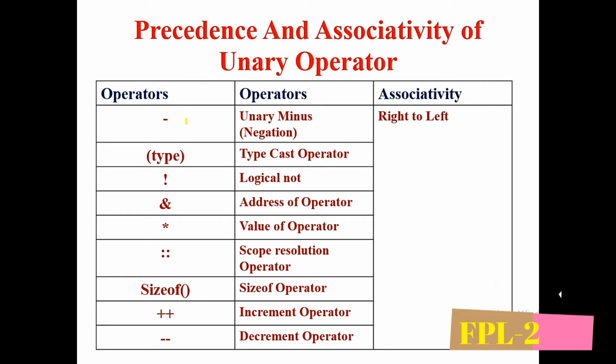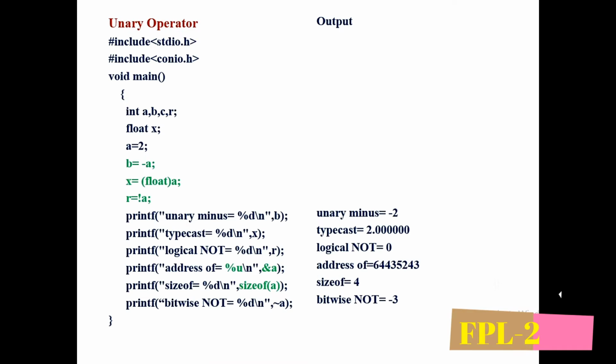Some of the unary operators are unary minus, the typecast operator, logical NOT, address of operator, star for value of operator, scope resolution operator, size of operator, increment operator and decrement operator. Now this is a program for all the unary operators except increment and decrement. Here we are declaring variables A, B, C, R as integers and X as a floating type variable.